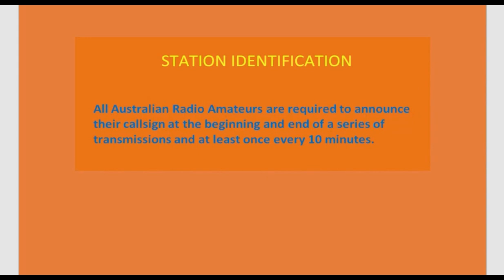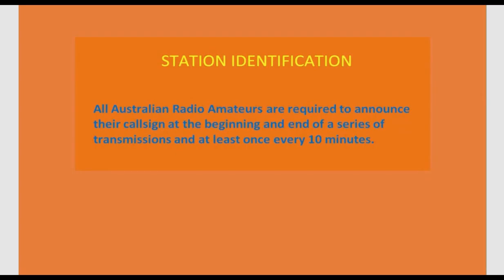Under the licence condition determinations, it is your responsibility to identify your station at the beginning of a transmission, and then every 10 minutes in a series of transmissions. So if you're having a long conversation with someone on radio, approximately every 10 minutes, at least every 10 minutes, you should be announcing your call sign. So at the beginning and the end of a series of transmissions, and every 10 minutes in between, announce your call sign.